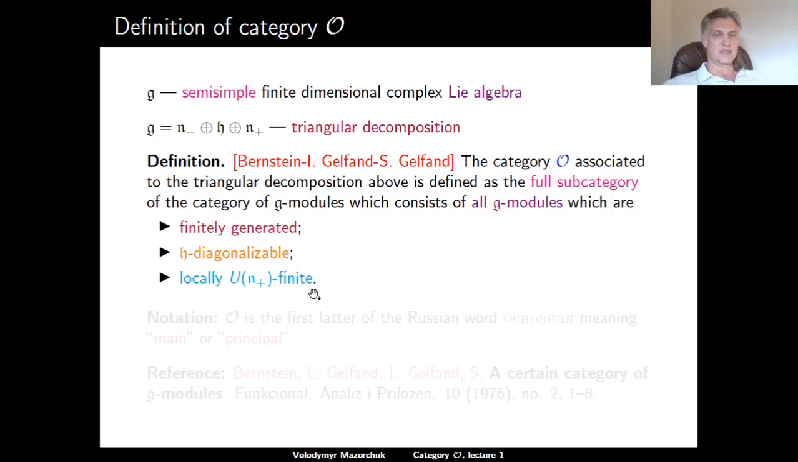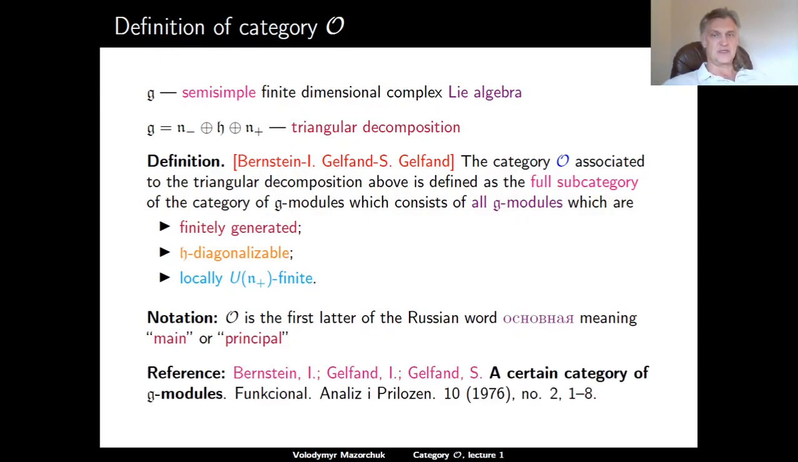First, 2 remarks. The notation, so the letter O, is the first letter of the Russian word "основная", which means in English main or principal. So this is most probably the origin of the notation. And the reference for the definition of this category is a paper by Bernstein, Gelfand, and Gelfand, which is called A Certain Category of g Modules, published in Functional Analysis and Its Applications in 1976.